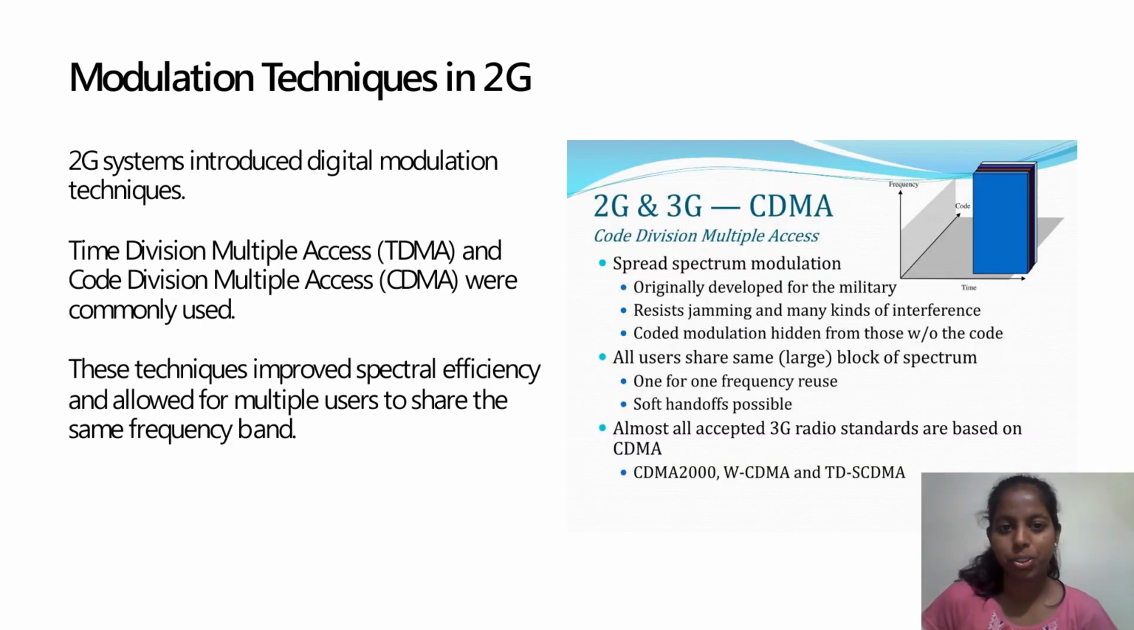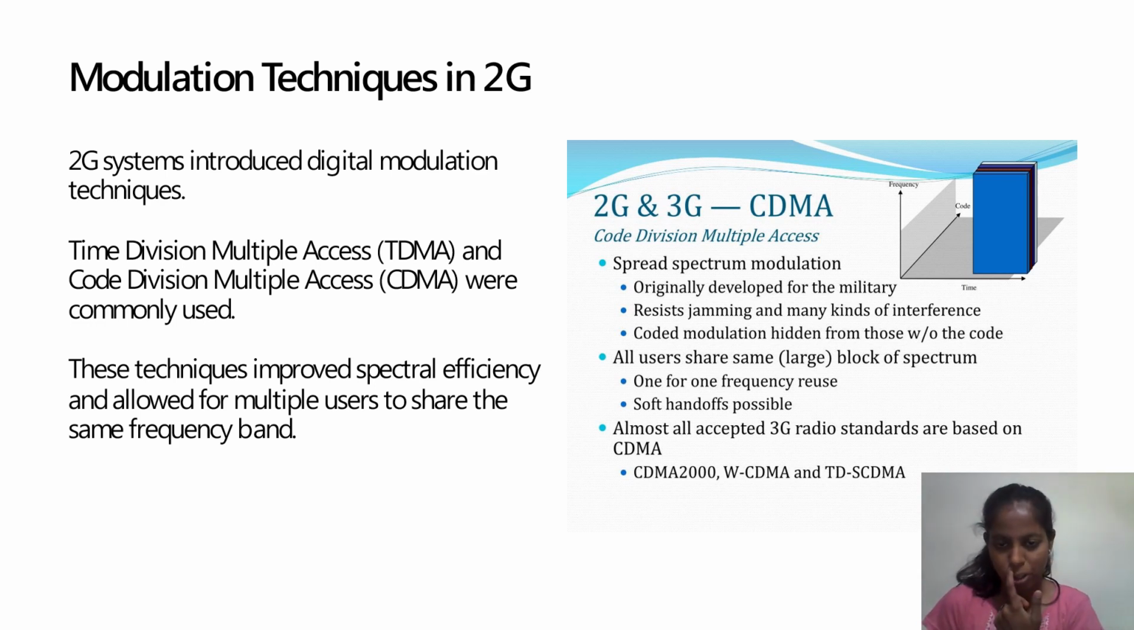Now let's move on to the modulation techniques involved in 2G. 2G systems introduced digital modulation techniques. In that, time division multiple access and code division multiple access were commonly used. These techniques improved spectral efficiency and allowed multiple users to share the same frequency band. In 2G and 3G, the main technique used is code division multiple access, which uses spread spectrum modulation.